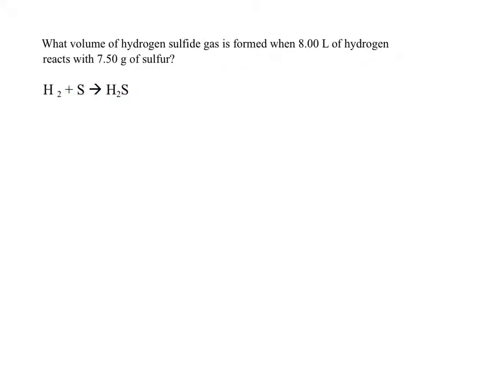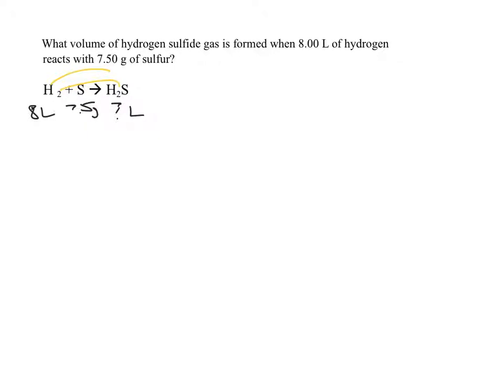Our next example, what volume of hydrogen sulfide gas is formed? Underneath hydrogen sulfide, we're going to write question mark liters, and we're given 8 liters of hydrogen and 7.5 grams of sulfur. So one we're given liters, one we're given grams. That's fine. We're going to convert them both to liters of H2S and then choose the smaller answer. So we're going to have 2 steps here.